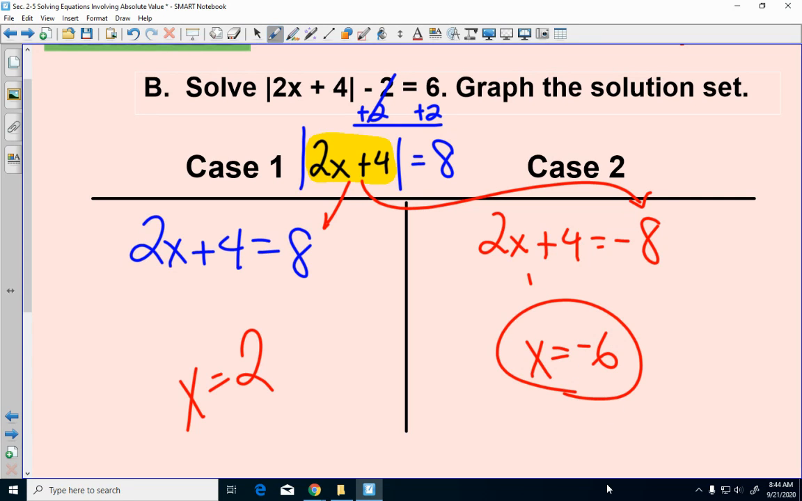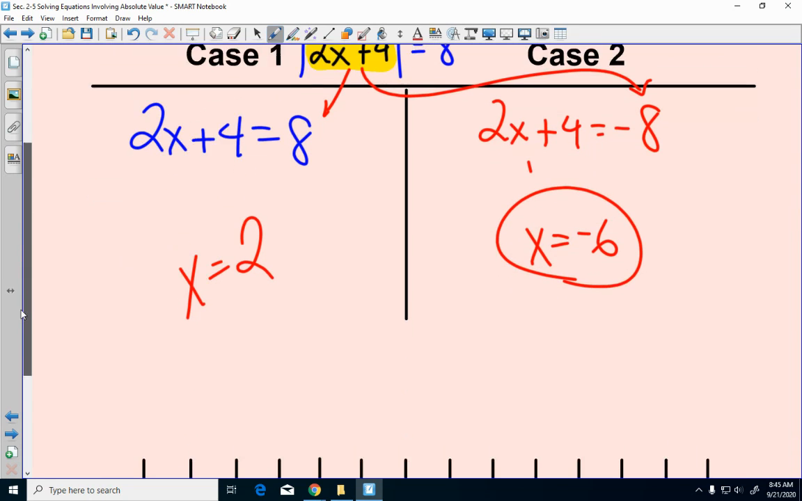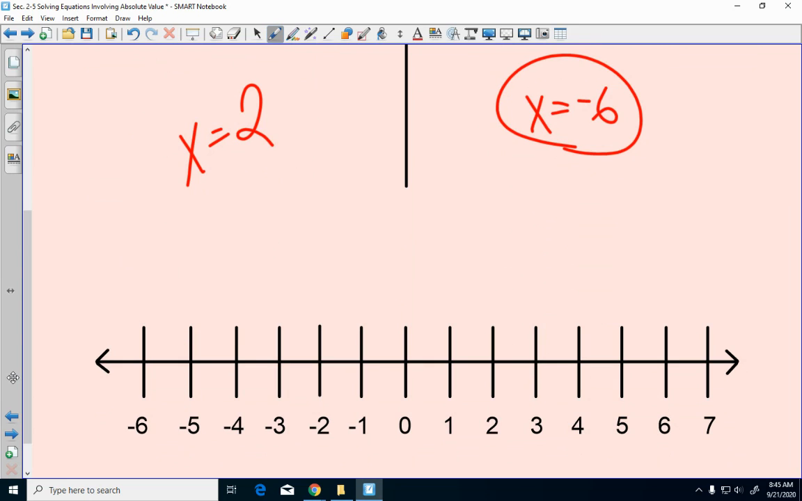Okay. Now, the last thing, and I didn't do this on the last one, and that's my fault. Oftentimes when you're dealing with absolute values, they ask you to graph your solution. If we look down here, graphing a solution is not really a big deal, especially if you cheat like I did and already had a number line ready to go.